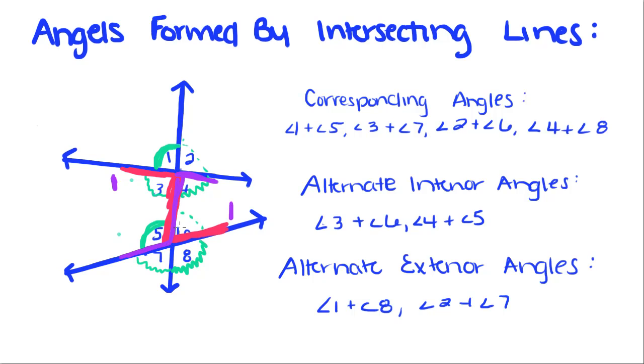So alternate exterior angles. If we start with this one because it's on the outside, there's no other line right here. If there were a line right here, it wouldn't be an exterior angle. So we start with this one, and we want alternate, so we want it on the other side, and it needs to be down here because it needs to be on the other side of these two. So these two are alternate exterior angles, and 2 and 7 are alternate exterior angles.